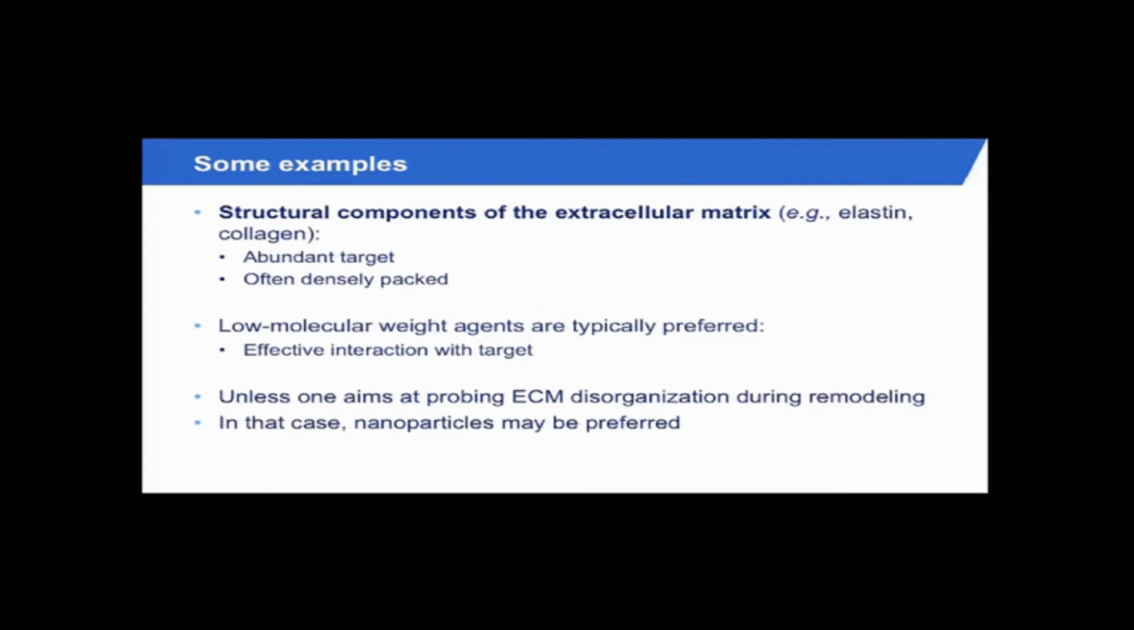Another example, structural components of the extracellular matrix, like elastin or collagen. In this case, we often have abundant target, quite often densely packed. And in that particular case, a low molecular weight agent would be favorable because it would have good access to the intended target. But again, it could well be that we would rather like to look at a more disorganized state of the extracellular matrix during remodeling, for example. And then again, a nanoparticle approach could be quite attractive to more or less specifically visualize this disorganized extracellular matrix.